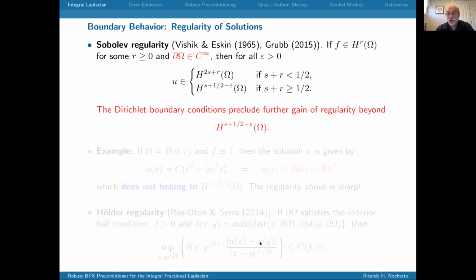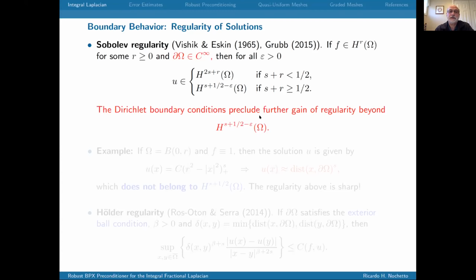So the next key question is the regularity, and this has been an issue for some time. I'll just go quickly over it. You see, it goes back to 65, and more recently to 2015. The issue is that even for boundaries that are as smooth as you like, there is a limit in the regularity of the solution. It cannot go beyond HS plus a half minus epsilon, no matter what F is.